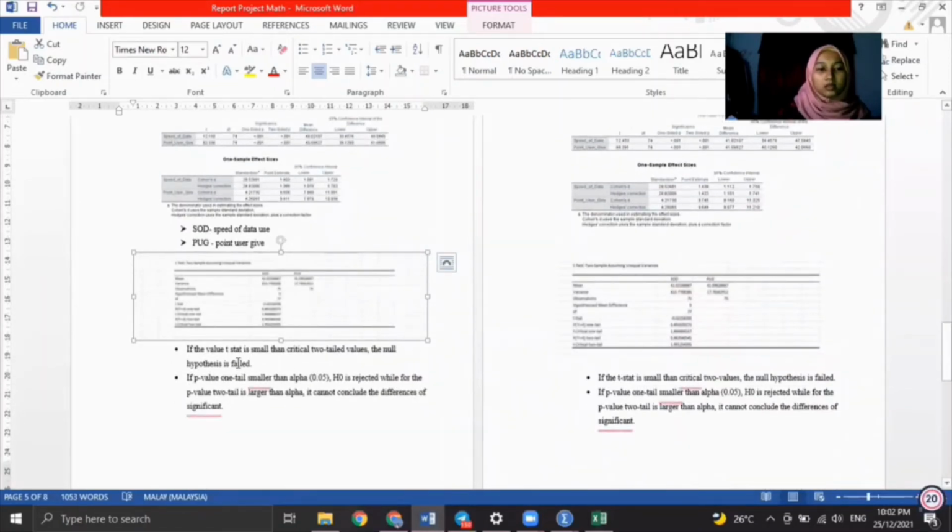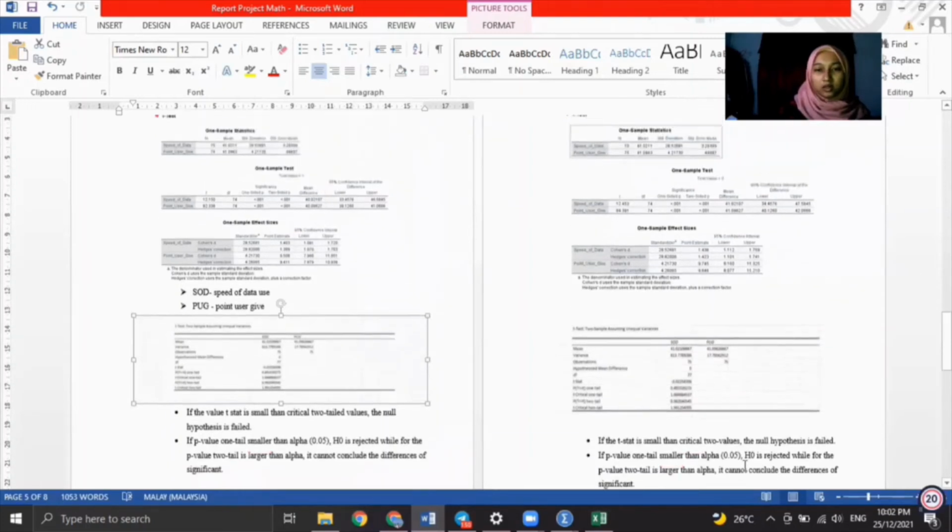If the t stat value is smaller than the critical t value, the null hypothesis is not rejected. And if the P value one-tail is smaller than alpha 0.05, the null hypothesis is rejected, while for the P value two-tail, which is larger than alpha, we cannot conclude a significant difference.